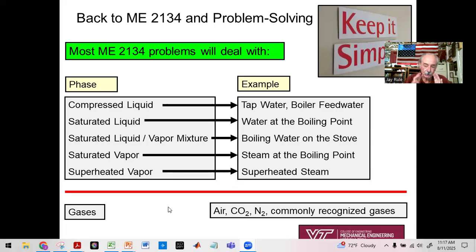So I'm trying to help you categorize in your head how to identify different substances. Phase change substance, that's what we're talking about now. Later on, I recognize that as a gas. It's going to be a little different set of skills.